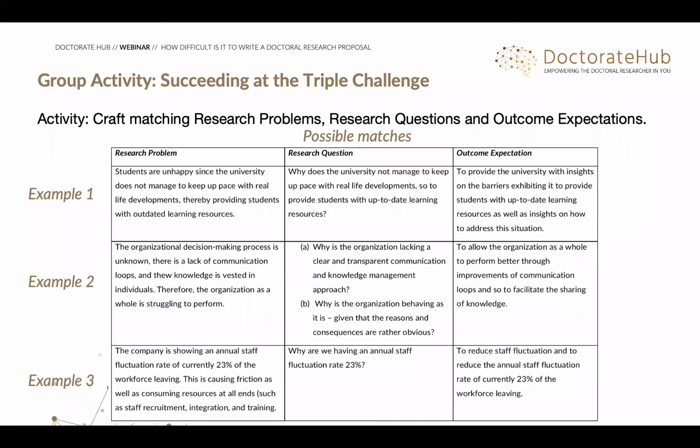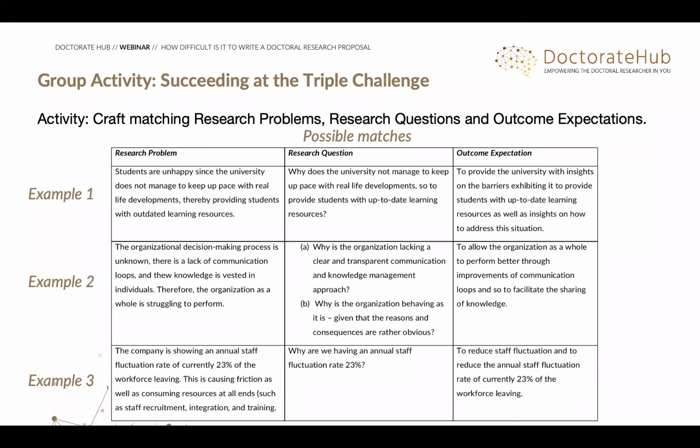So really looking at the research problem, what type of questions come from it, and what you are looking at as far as an outcome expectation. So you get the nice logic between the three. For example two, you've got the organisation's decision-making process is unknown. There's a lack of communication loops and knowledge is vested in individuals. Therefore, the organisation as a whole is struggling to perform.